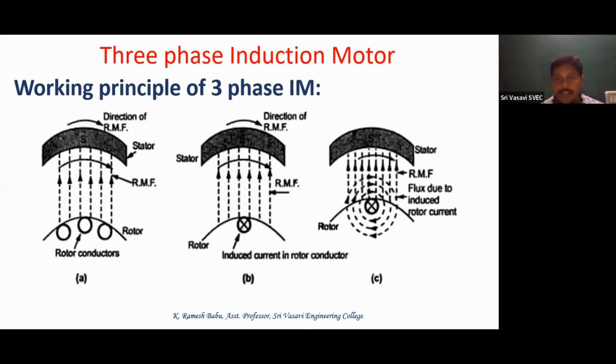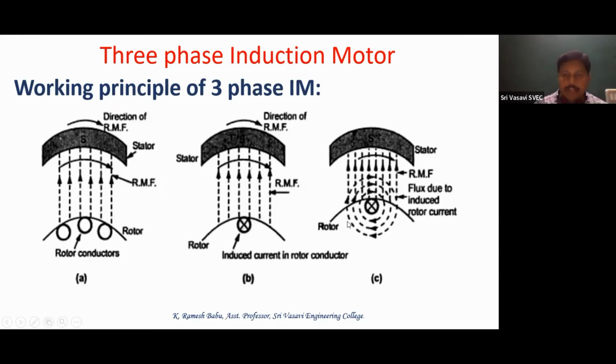So the flux lines are gradually decreasing. Now observe the left-hand side of the conductor: both the fluxes, the rotating magnetic field and the flux due to the rotor current, are in the same direction, so the flux lines are increasing. The right-hand side of the conductor has decreasing flux lines and there are more flux lines on the conductor's left-hand side.